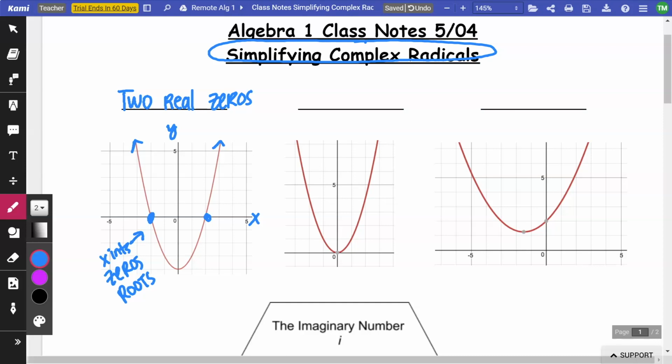So as you can see, this one has two real zeros. It crosses the x-axis at two real number values. One is at -2, the other is at +2. Then when you look at this parabola, again, let's label our x and y axis and then draw arrows at the end of the parabola so we know that it goes on forever. How many times does it hit the x-axis? It only hits it once. So as you can see, we only have one real zero.